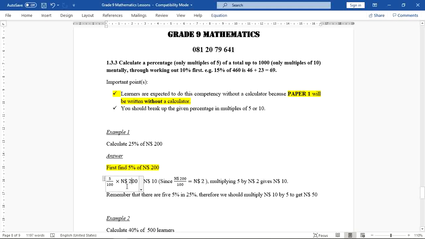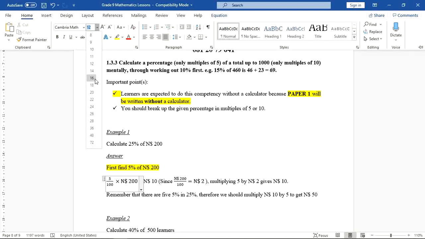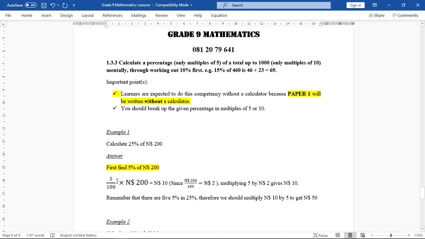You divide the 200 by 100. If you do that, you get $2. And then you multiply the $2 with the 5, with this 5 on top here. That should give you $10. So 5% of $200 will give you $10. Because 200 divided by 100 will give you $2, $2 times 5 will give you $10. Now what did you find? You've only found 5% of the 200, and that represents $10.